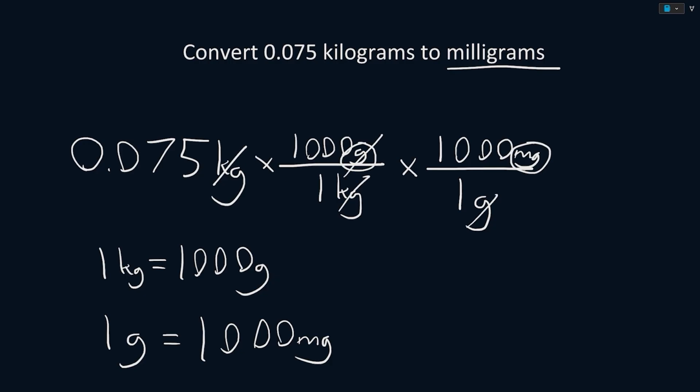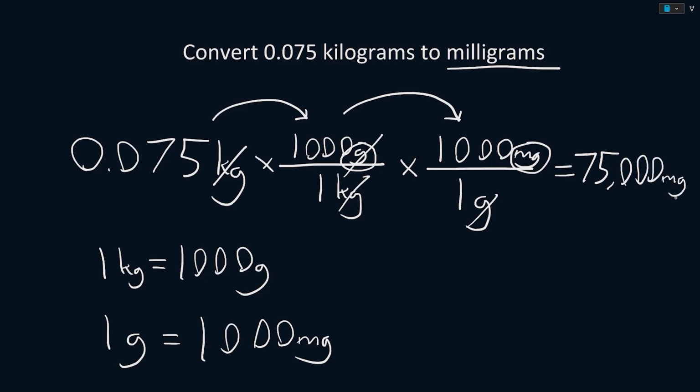leave us with milligrams. So solving this, we multiply 0.075 kilograms by 1,000 to get grams, and then by another 1,000 to get milligrams. This equals 75,000 milligrams.